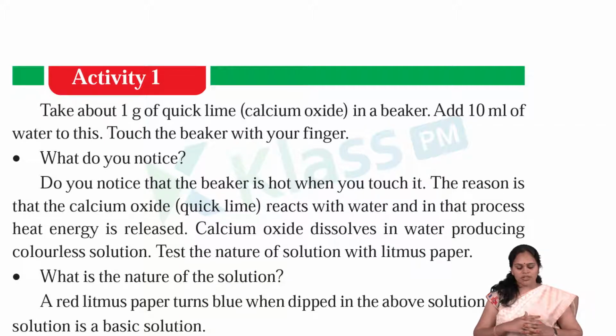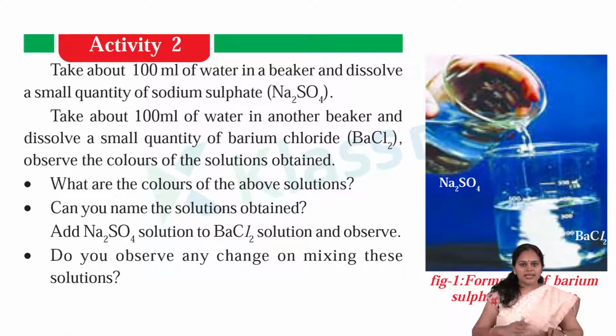Let us test the nature of the solution with litmus paper. When you test with the litmus paper, what does it indicate? What is the nature of the solution? If you take a red litmus paper, it turns blue when dipped into the solution. Because the red litmus paper transformed into blue litmus paper, we can say that the solution is a basic solution. Let us see another activity to understand in a better way.